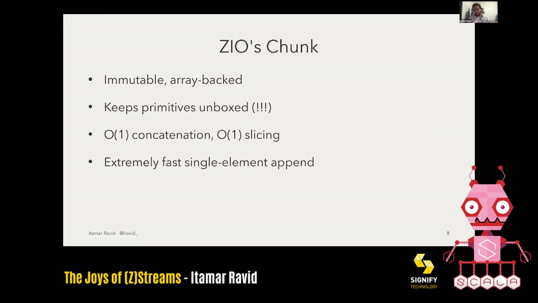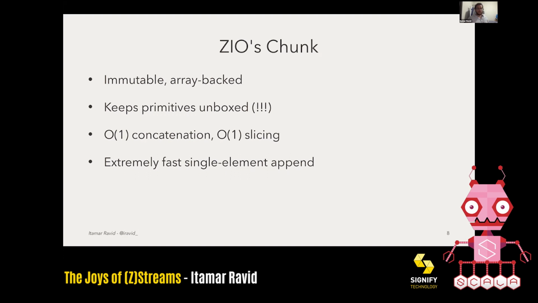And other nice attributes are O(1) concatenation and slicing, and we've recently added extremely fast single element appends. They consistently beat vectors in single element appends. Great feature that Adam added. So chunks are very attractive as general collection types. I think we'll see more of them in ZIO's general API. But ZStream uses chunks throughout. You don't have to do anything. It's all chunks.